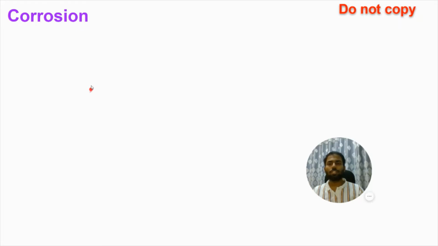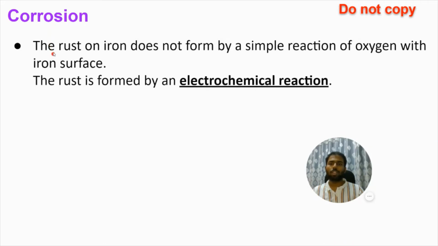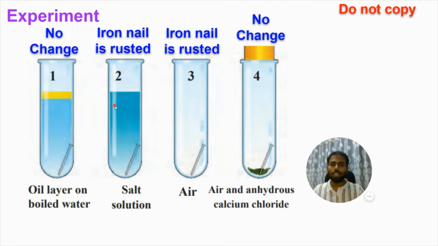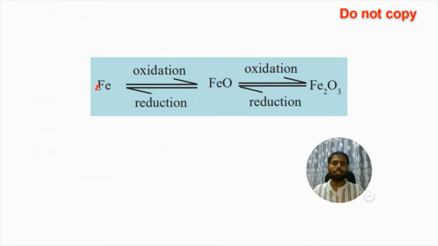Okay, so what is corrosion? Okay, this is one of the topics we are going to learn today, right? So corrosion is basically rusting. Okay, ये जो rusting process है उसको एक दूसरा नाम है corrosion. So the rust on iron does not form by a simple reaction of oxygen with iron surface. So यहाँ पे Fe is getting oxidized, right? I've told you. Whenever Fe is turning into Fe2O3, इसका मतलब oxidation हो रहा है. दो बार oxidation हो रहा है, right?